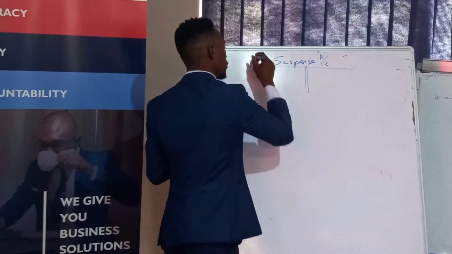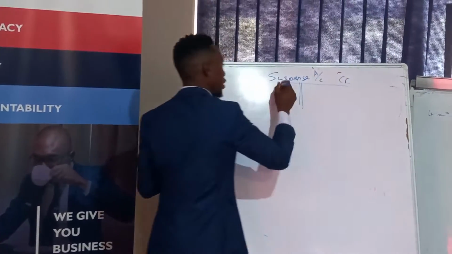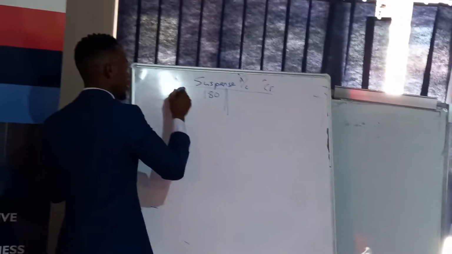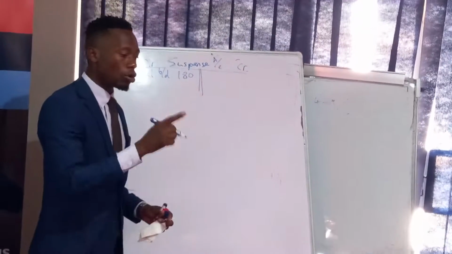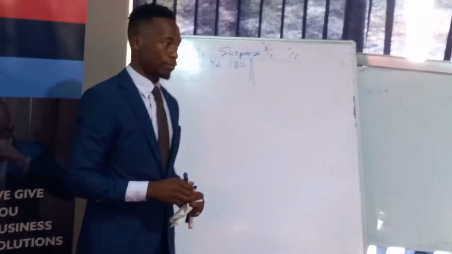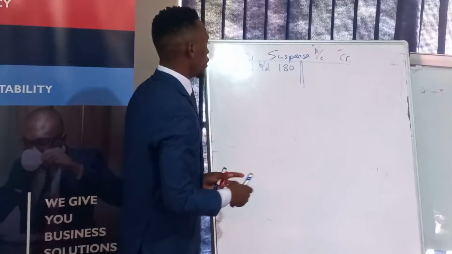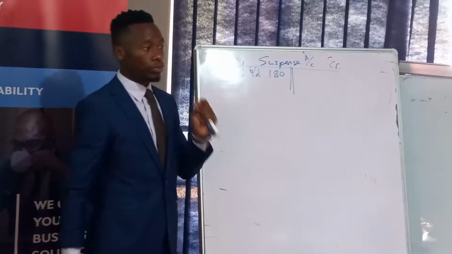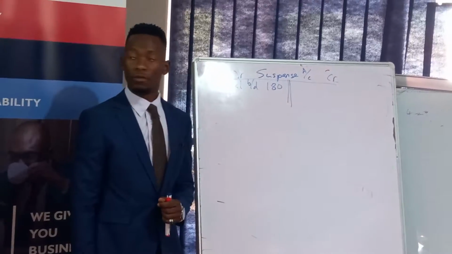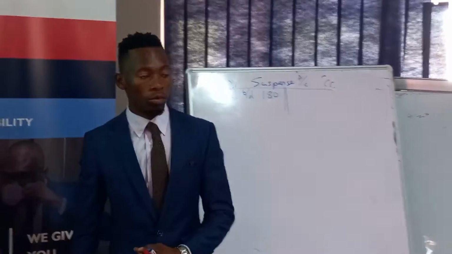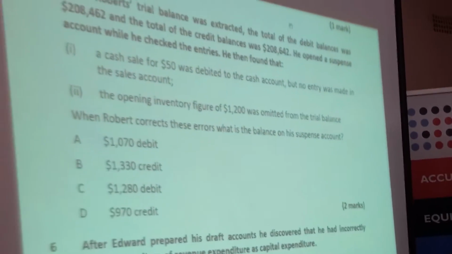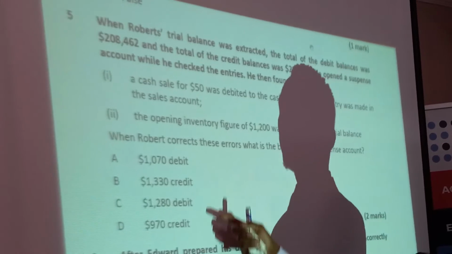The balance is on the debit, 180 BD. It is on the debit, right? When you correct all the errors, the suspense account balance should be nil. You follow? But if you look at your question, we have A, B, C, D, we still have these differences.